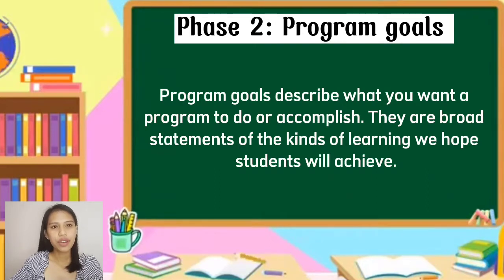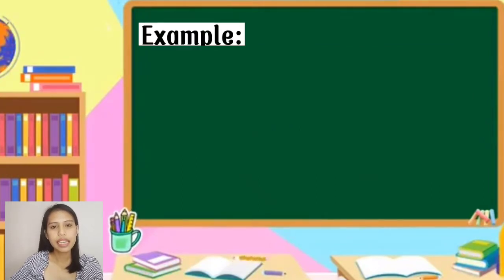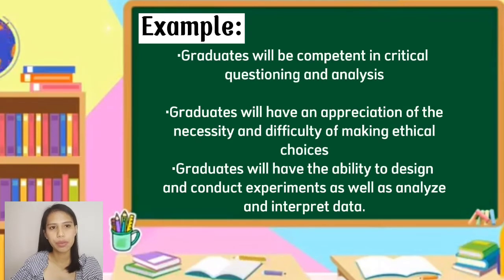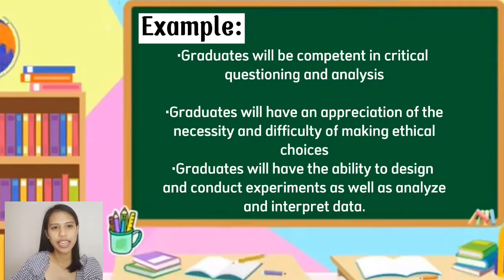Program goals describe what you want a program to do or accomplish. They are broad statements of the kinds of learning we hope students will achieve. Examples of it are: graduates will be competent in critical questioning and analysis. Next, graduates will have an appreciation of the necessity and difficulty of making ethical choices. And lastly, graduates will have the ability to design and conduct experiments as well as analyze and interpret data.